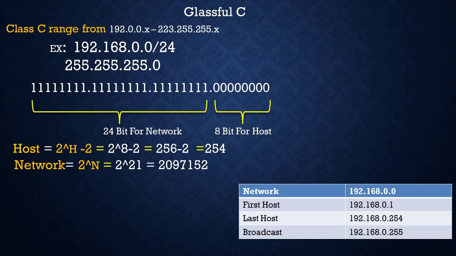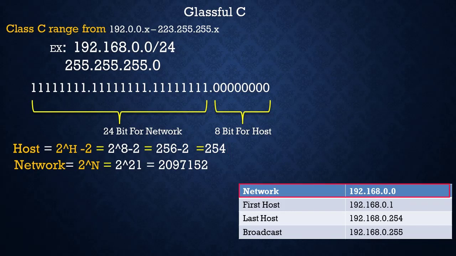The higher order bits of the first octet of IP addresses of Class C are always set to 110. The remaining 21 bits are used to determine the network ID. The 8 bits of host ID are used to determine the host in any network. The default subnet mask for Class C is 255.255.255.x. Class C network address equals 2 to the power of 21 equals 2,097,152 and host address equals 2 to the power of 8 minus 2 equals 254.